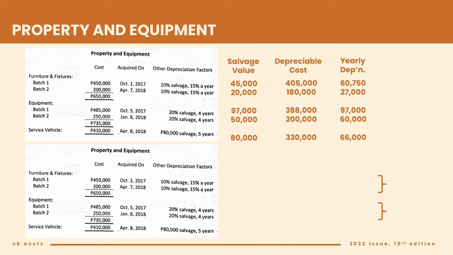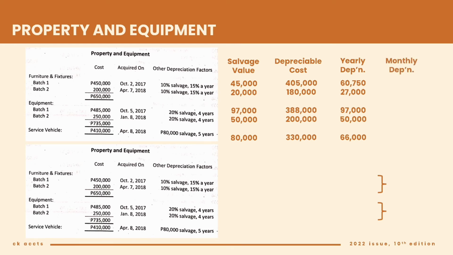So, yung 4 years naman, since it is a useful life under equipment, i-divide natin by the depreciable cost of batch 1 and batch 2 of equipment. So, makukuha natin dyan ay 388,000 and 200,000. So, ang gagawin natin, 388,000 divided by 4 years, 200,000 divided by 4 years, and that's the yearly depreciation. Tapos sa service vehicle naman, 5 years siya. So, 330,000 divided by 5 is equals to 66,000. So, that's the yearly depreciation.